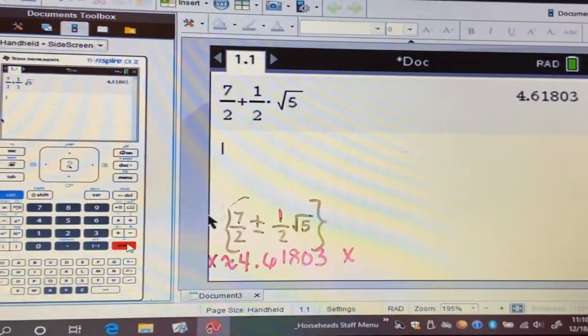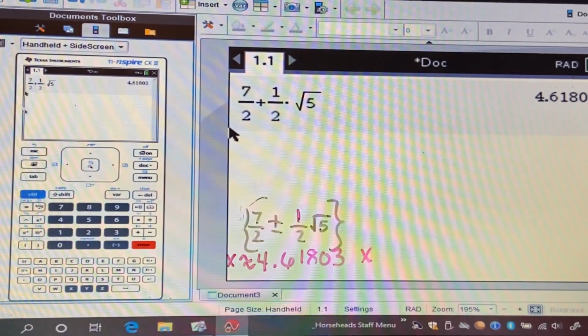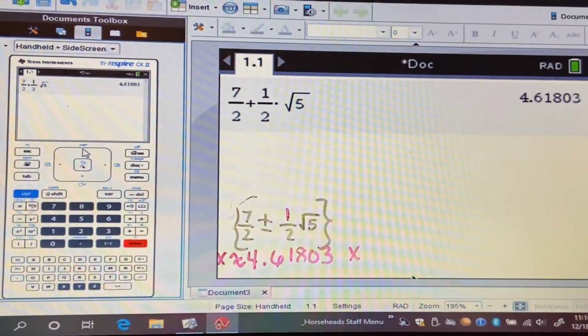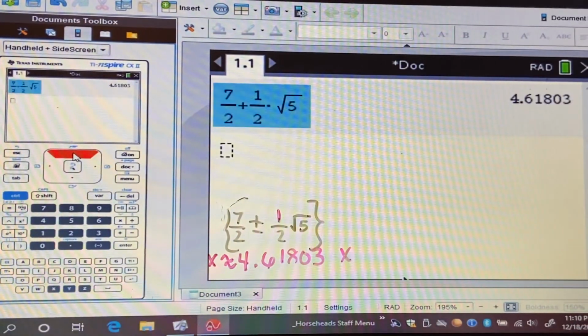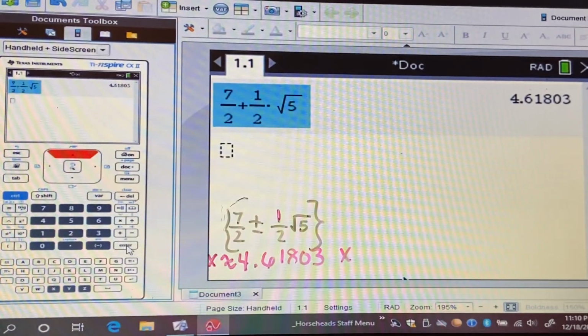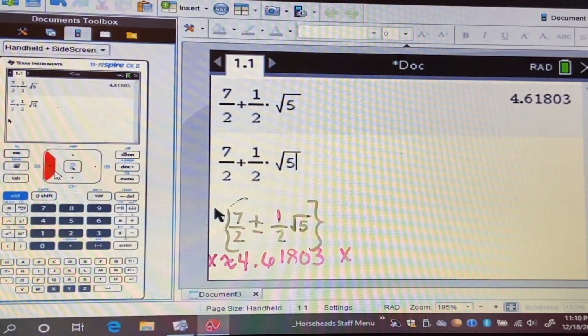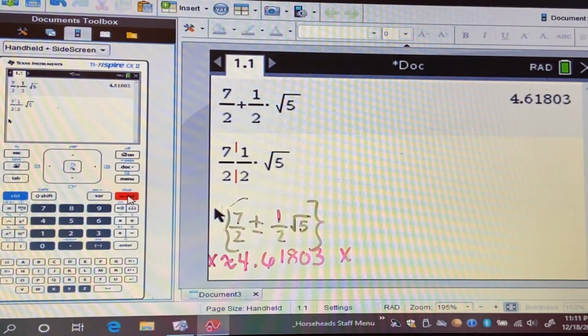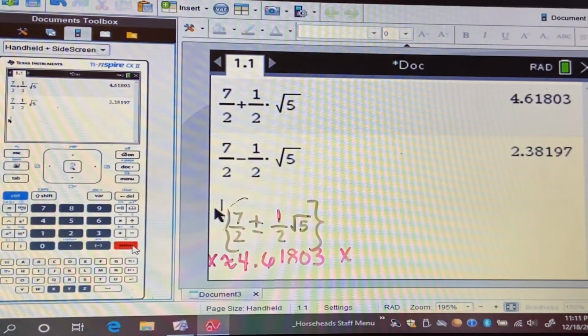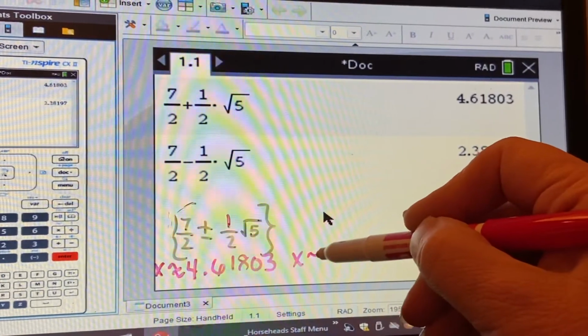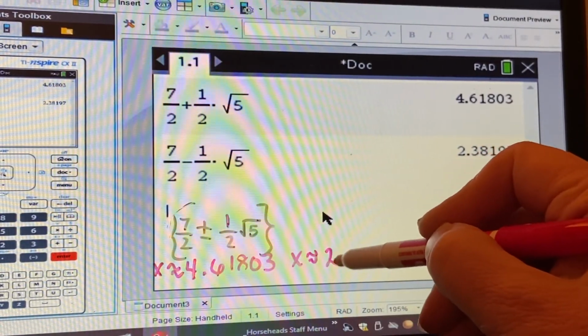I'm going to type this in again, but I'm too lazy to rewrite this. So if you hit this arrow button up twice, so once, twice, and then hit enter, it just copies and pastes that down. However, this time I want to do the minus. So I'm going to go arrow over, and then if you notice right here it says delete, so I'm going to hit delete. I'm going to change that to a minus, hit enter, and there is my other. Remember, this is just an approximation because our calculator has 5 decimal places, so that's why I use the squiggly equals.